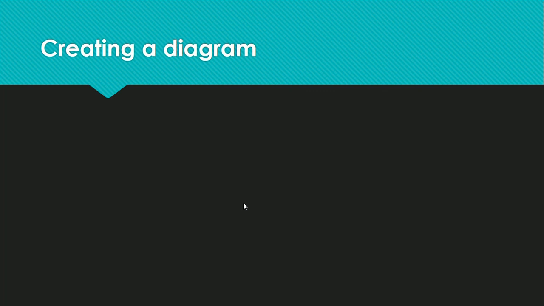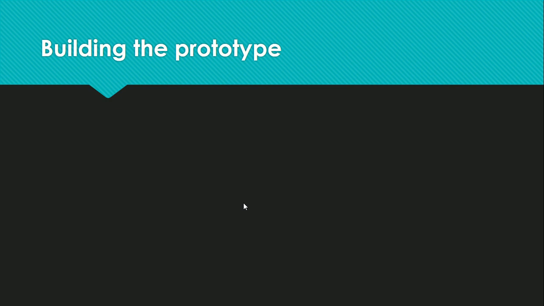Okay. And then after that, we need to create a diagram. We need to create a schematic diagram and a circuit diagram. You can just use Fritzing or Tinkercad for the design of your circuit diagram. And then start building your prototype with the physical electronic components needed, with the Arduino and the breadboard and the Dupont wires.